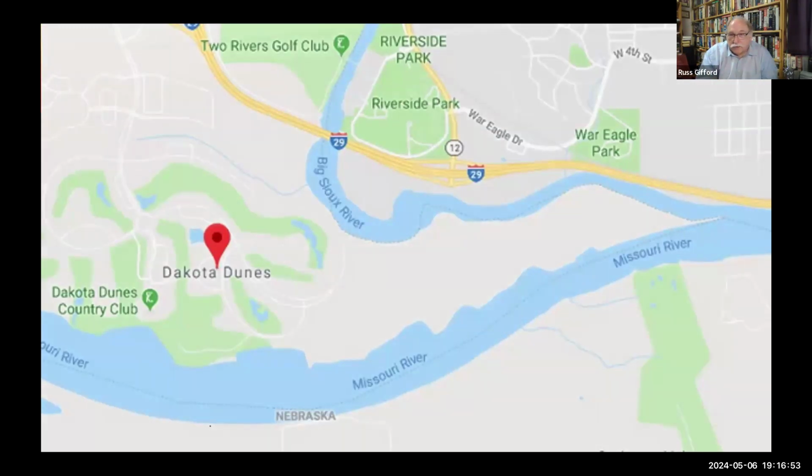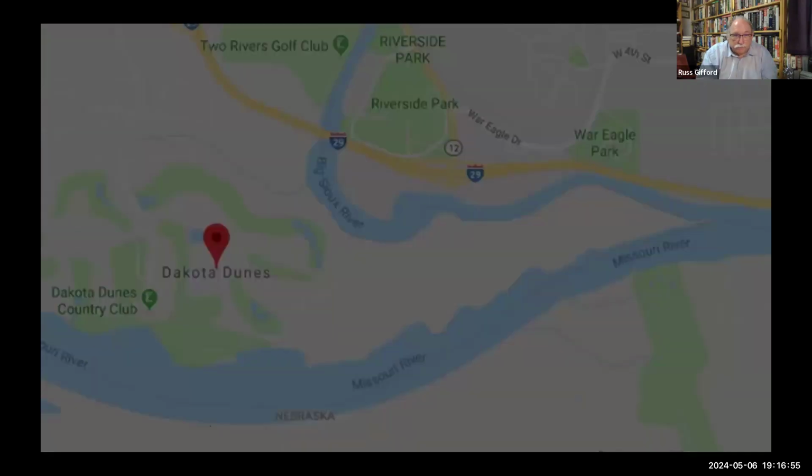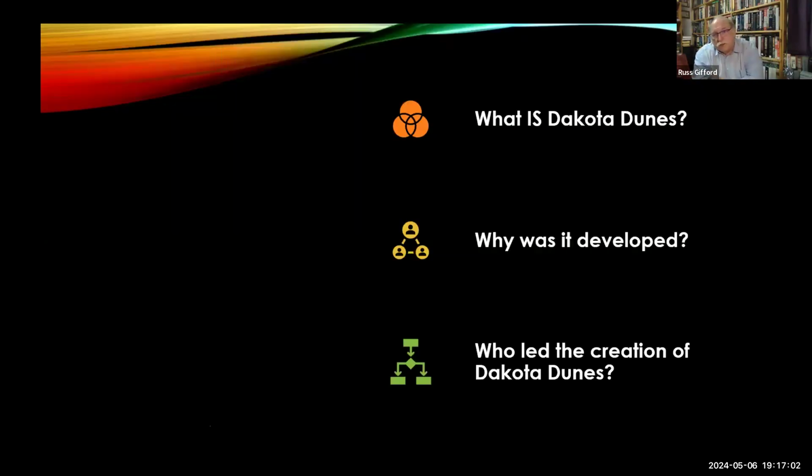We're going to be looking at how you develop Dakota Dunes, how it came into being. So, what is Dakota Dunes? I always ask questions to get you focused. What is Dakota Dunes? Why was it developed? Who led the creation of Dakota Dunes?